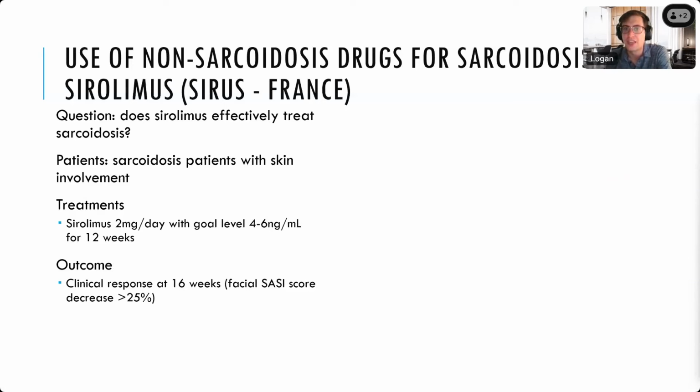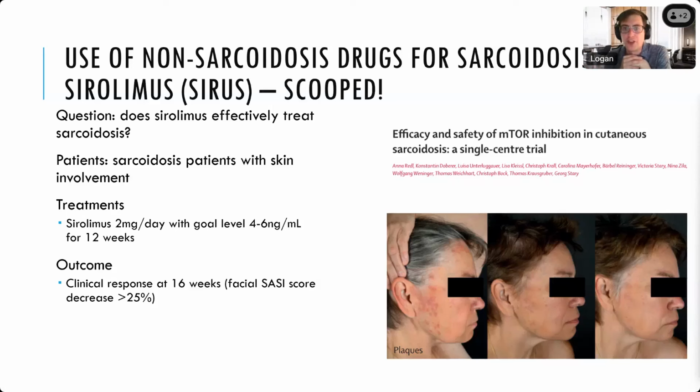In science, sometimes when you're planning on doing something, someone else will do it first. And in this case, a group in the Netherlands was able to show that sirolimus did improve rashes from sarcoidosis. And you can see here the slide of this woman's face that has really dramatically improved with the drug.